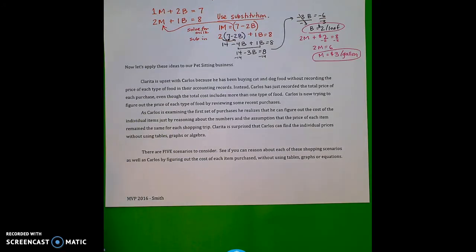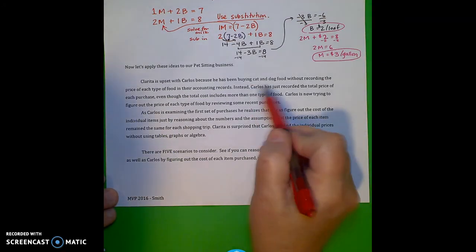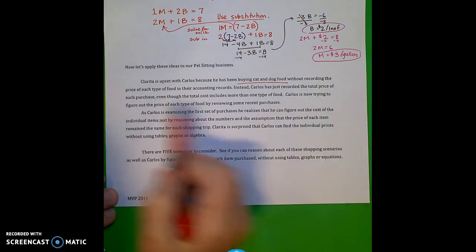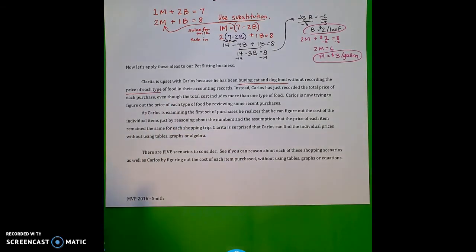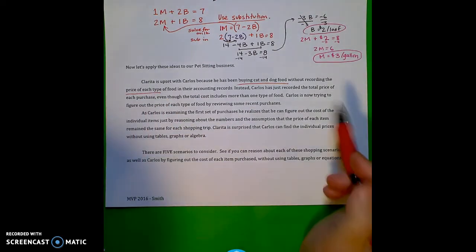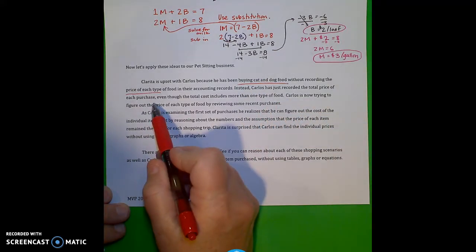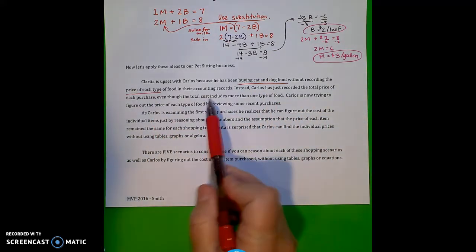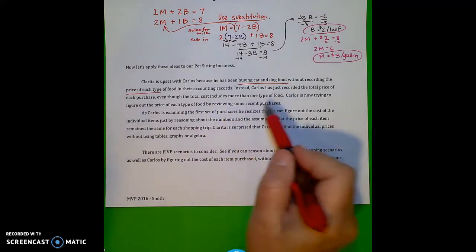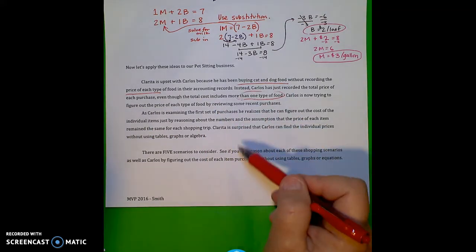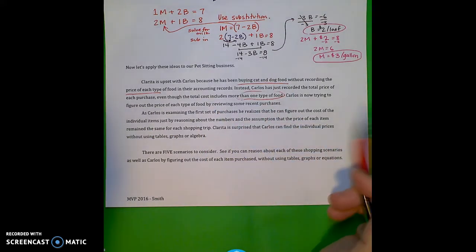So Clarita is upset with Carlos because he's been buying cat and dog food without recording the price of each type of food in their records. It's important when you're in a business to keep track of what your spending is. Instead, Carlos has just recorded the total price of each purchase, even though the cost of the purchase included more than one type of food. Some of one, some of the other, but he doesn't remember how much of each.